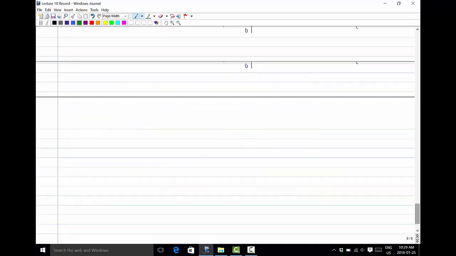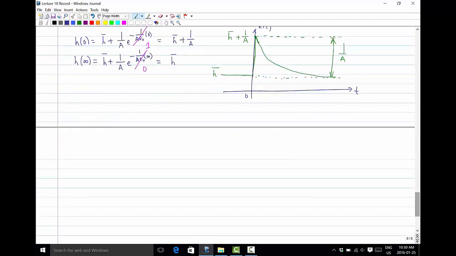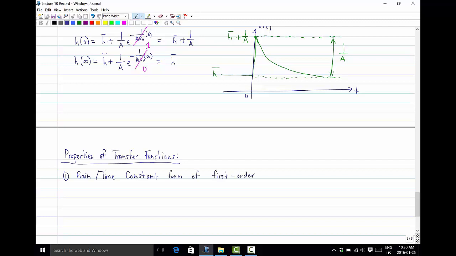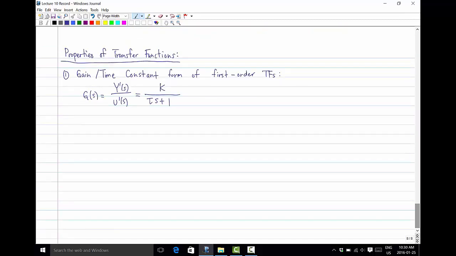Finally, let's look at some important properties of transfer functions. In the time remaining in this lecture, we'll look at the first property, which is the gain and time constant form of first-order transfer functions. Any transfer function can be written as the quotient of y deviation of s over u deviation of s, where y is the output and u is the input. It can be written as a quotient of a constant k over a constant tau times s plus 1.